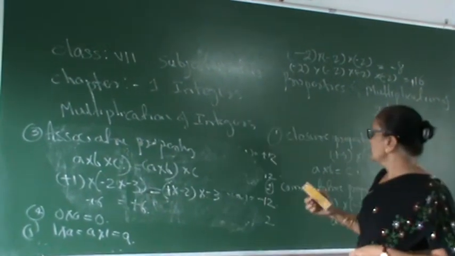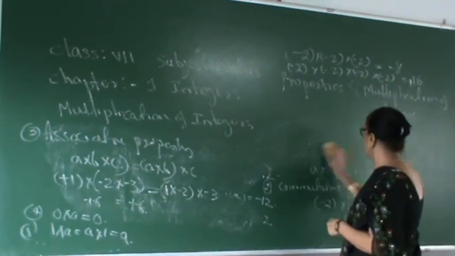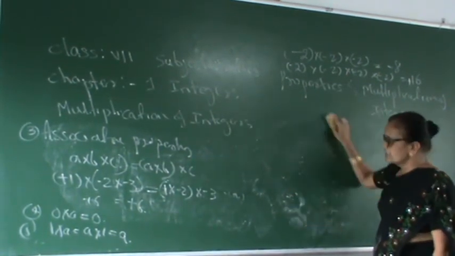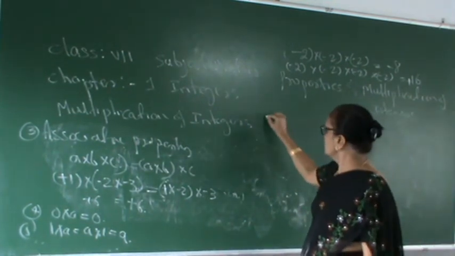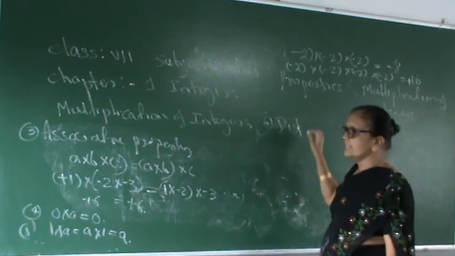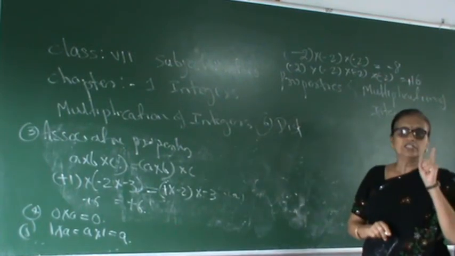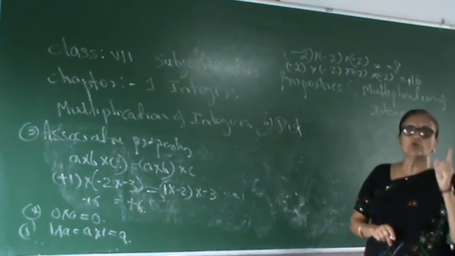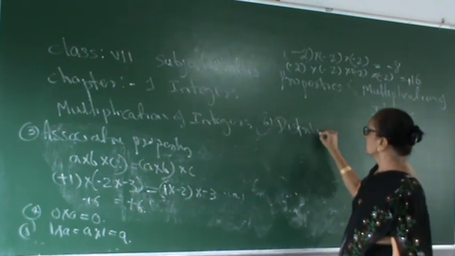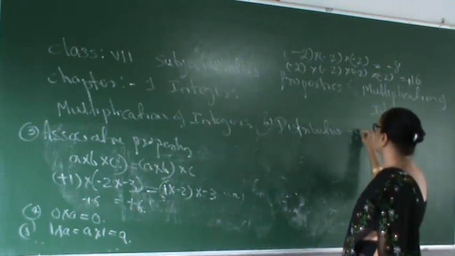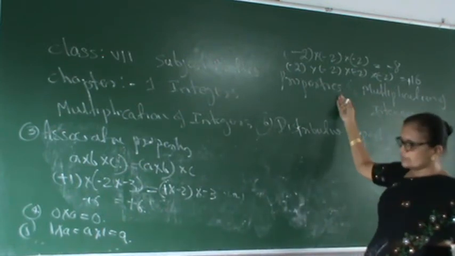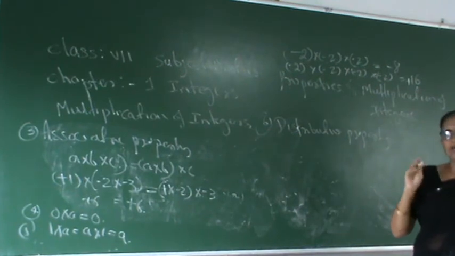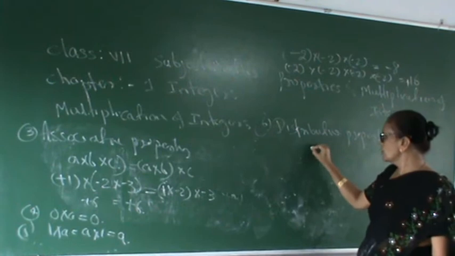One more property we will study here in multiplication of integers is the distributive property. You already studied this in 6th class. In this distributive property we have two: distributive property of multiplication over addition, and distributive property of multiplication over subtraction. Using the associative property and distributive property will be helpful to make the calculations easier. I will show one.